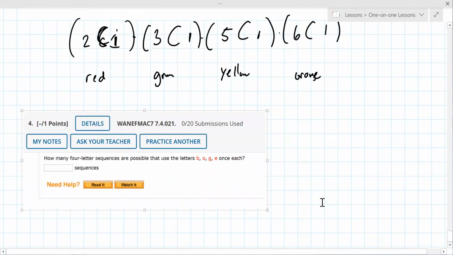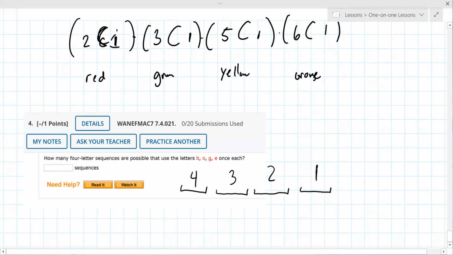Use each letter once. So there's no overlap here. Like you just pick a letter and start out. So there's 4 that start out. There's 3 there, there's 2 there, and then there's 1 here. This is because you're using them each once. That means you have to consume them all. So the next time around, you have 1 left to consume, and so on for this one.